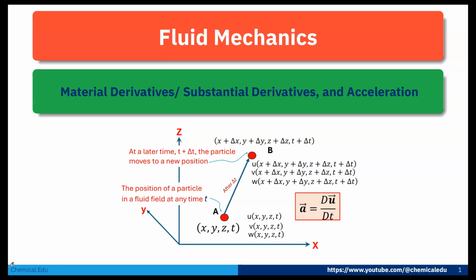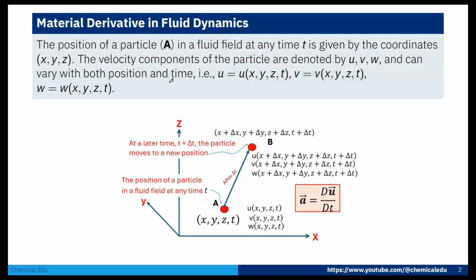Today I'll talk about material derivative or substantial derivative, and then I'll talk about acceleration. Material derivative in fluid mechanics. The position of particle A in a fluid field at a time t is given by coordinates x, y, z. The velocity components of the particle are denoted by u, v and w and can vary with both position and time.